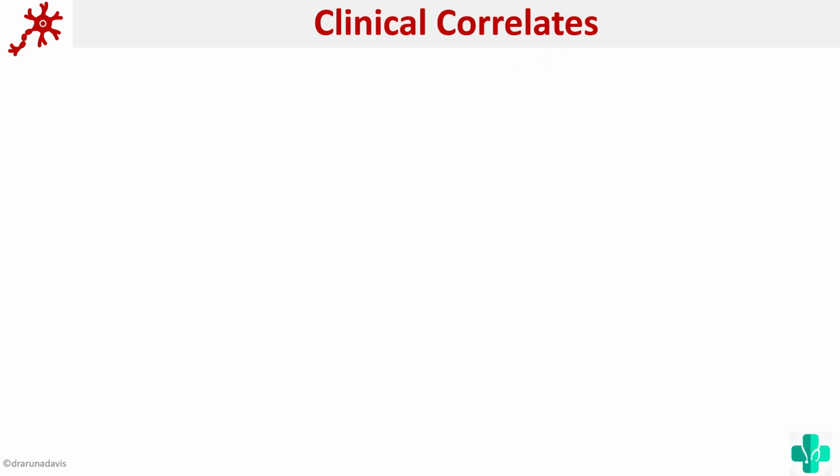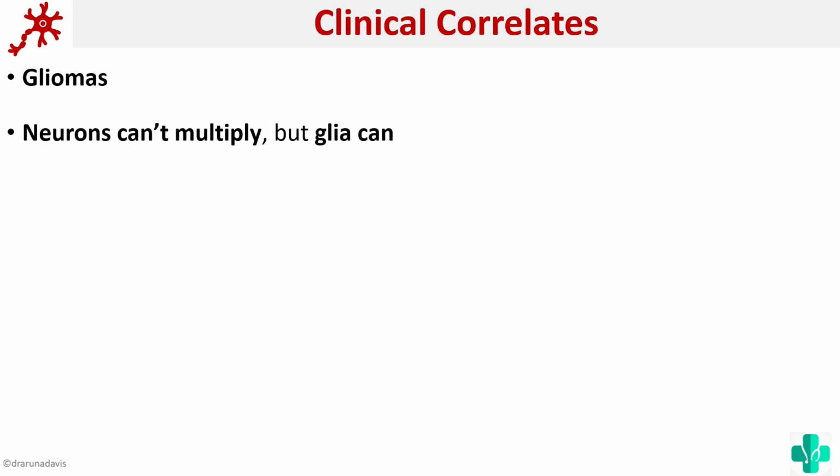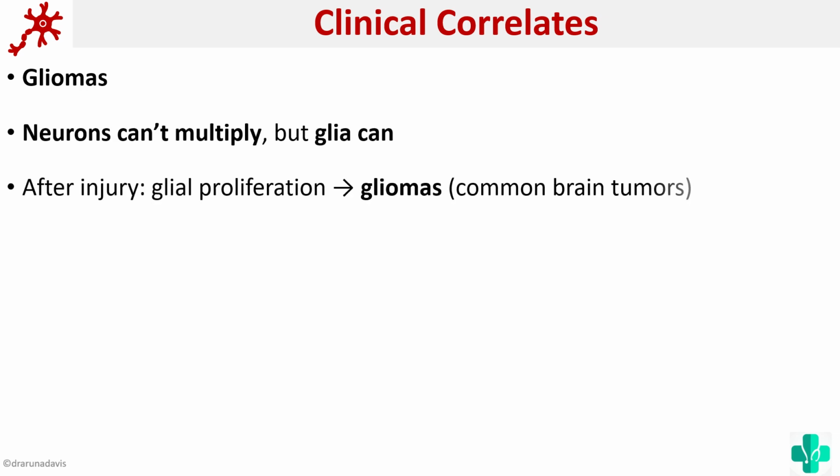Another important clinical application is that you can have gliomas. That means you can have tumors of these glial cells. We know that neurons cannot multiply, but glial cells can. So after an injury, there can be glial proliferation which can cause gliomas, which are common brain tumors. That is another important applied aspect of neuroglia.